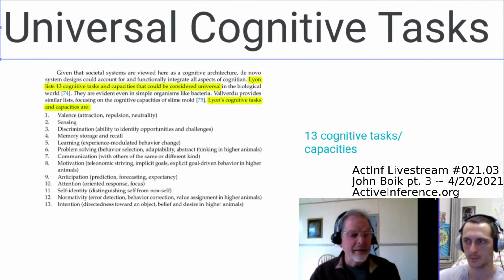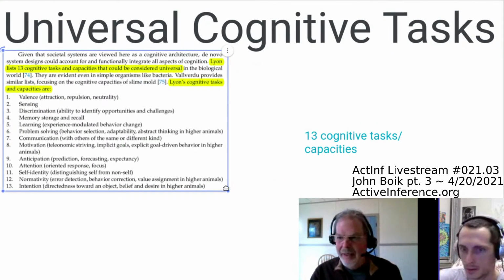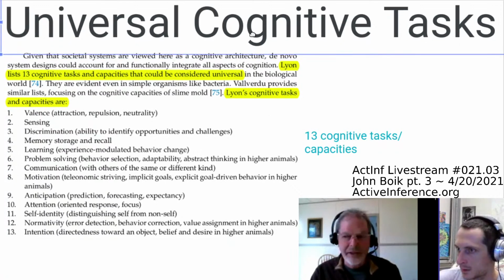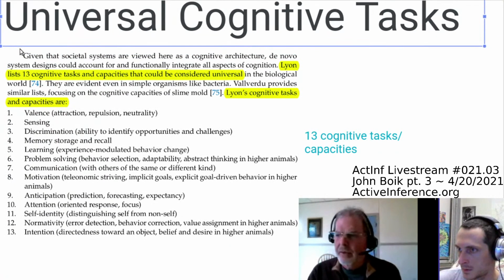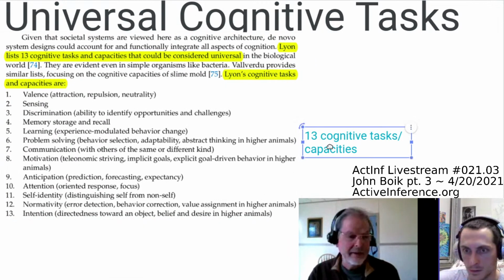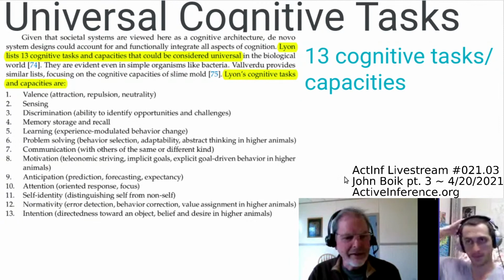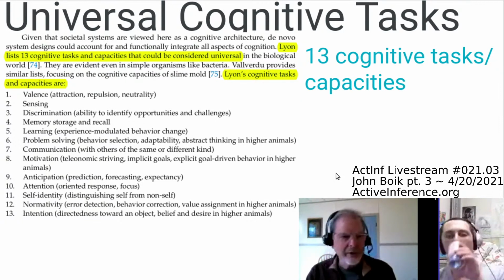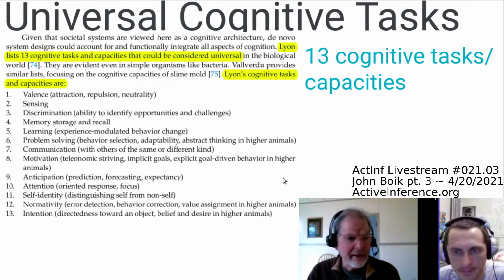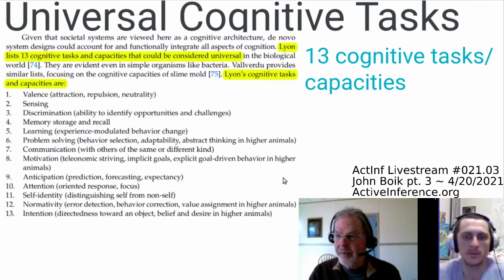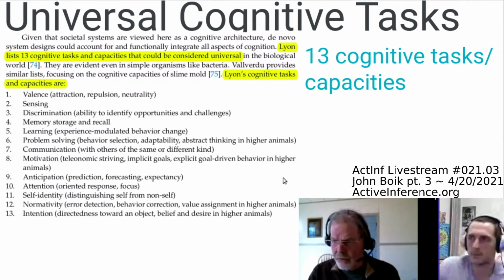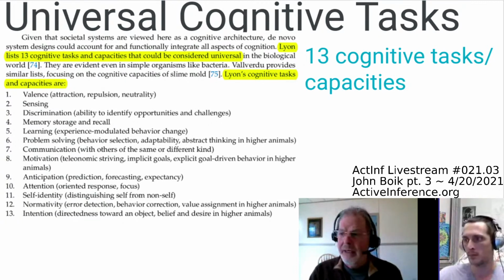We've been talking about societal systems as a cognitive architecture all through this, but maybe it's time we gave a little thought to what cognition actually is. Lyon lists 13 cognitive tasks that he says qualify as universal tasks or capacities. This is part of the worldview we talked about in the first discussion, that all of life is intelligent, all living things are engaged in cognition, and these are some of the tasks and capacities that we mean by that. So these hold true for a human, certainly, but also for a bacteria or a slime mold or a plant or any other living organism.